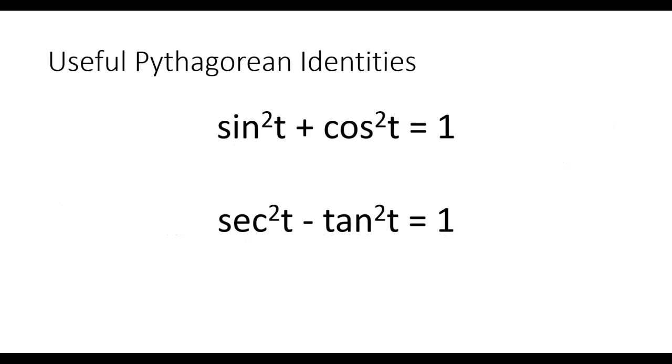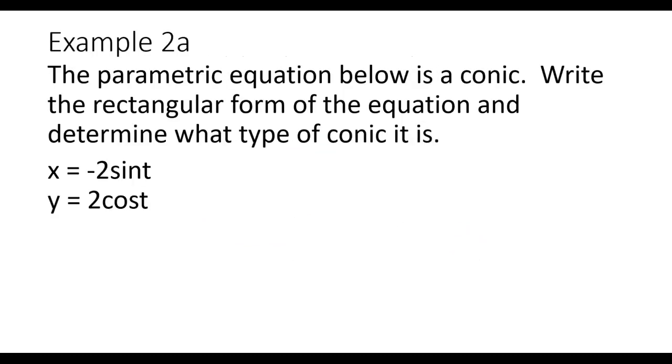Before we jump into our next one, I want to remind you guys of a few key Pythagorean identities. This is stuff that we saw a little while ago. One of our Pythagorean identities that's going to come in handy is sine squared plus cosine squared equals 1. Another one that's going to come in handy is secant squared minus tangent squared equals 1. Okay, that'll come in handy for these following problems.